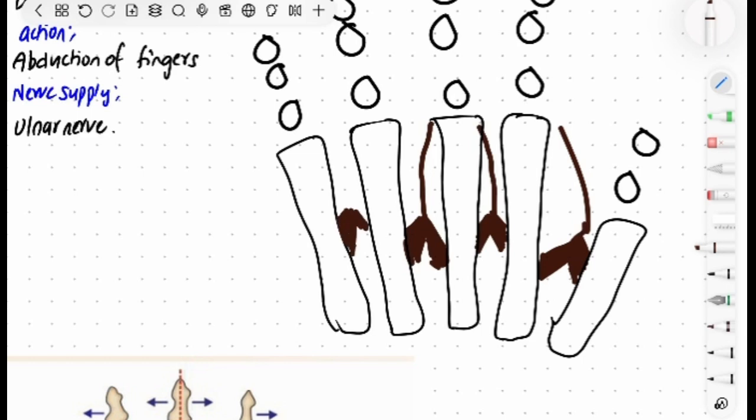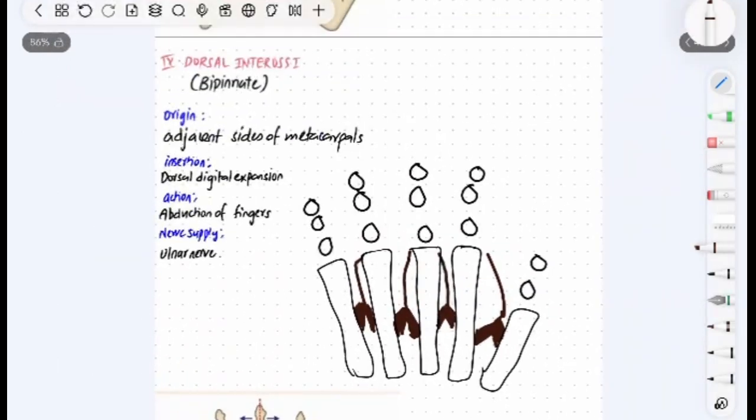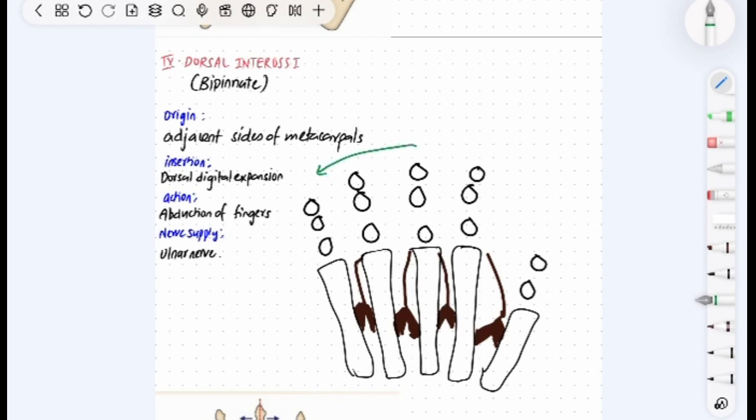and the fourth dorsal interossei is this, goes and inserts like this. So this is the diagram of the dorsal interossei, and what is their action? As discussed, it is the abduction of fingers, and the supply is the ulnar nerve.